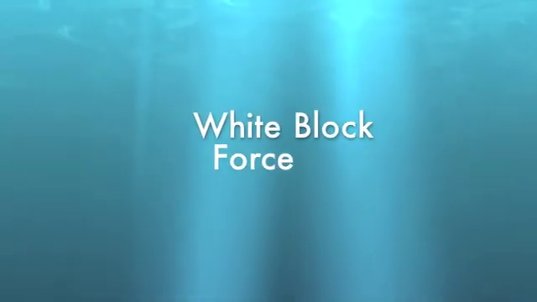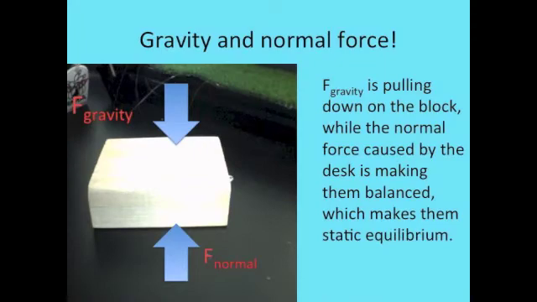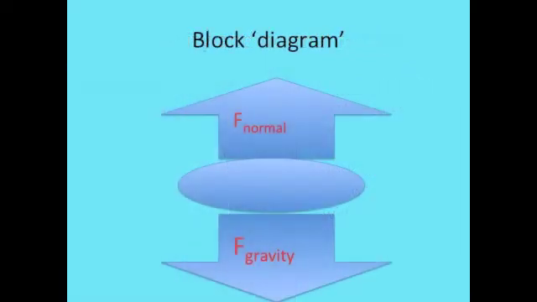White block forces. Gravity and normal force. The gravity is pulling down on the block, and the normal force is the desk, which is pushing up, holding it still and making it into static equilibrium. The block diagram shows that gravity is pulling down and the normal force is pushing up, and they both equal out into static equilibrium.